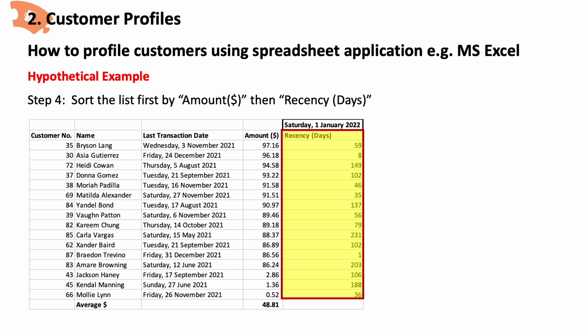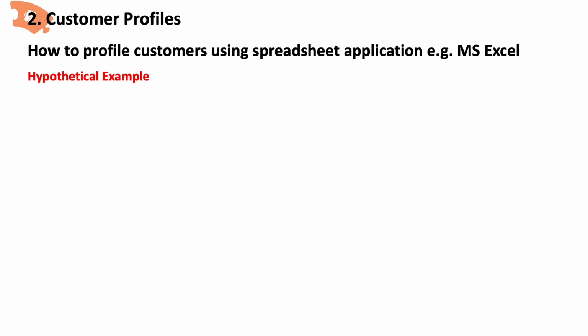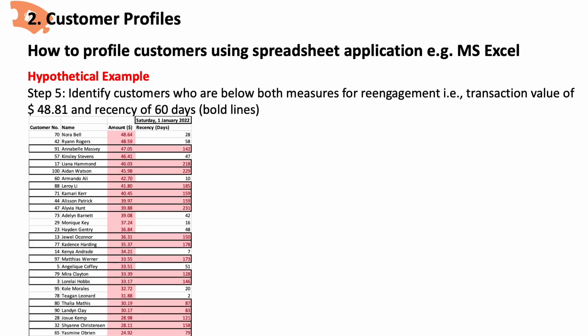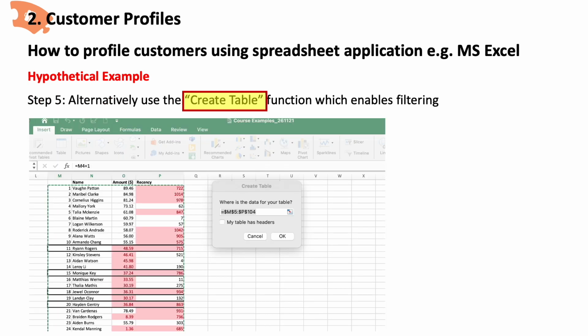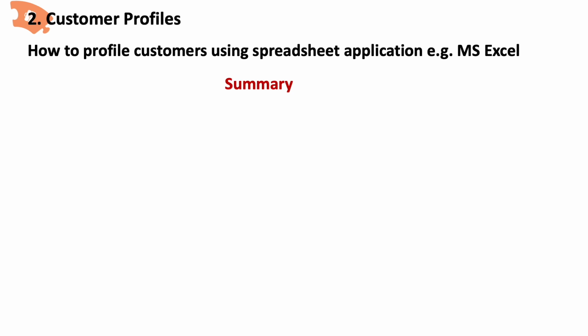Next, assign the typical purchase cycle in days. This could be 30, 45, 60 days, or less depending on your business. Then select customers who are below both measures. That is, below the average transaction value, which in my case was about $48, and below a recency of 60 days. Note that you can use the table function to simplify the filtering process. Let's quickly run down the steps again to help you understand the process better.